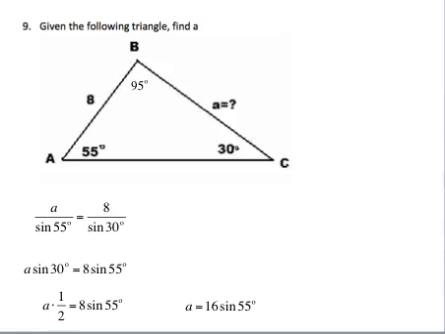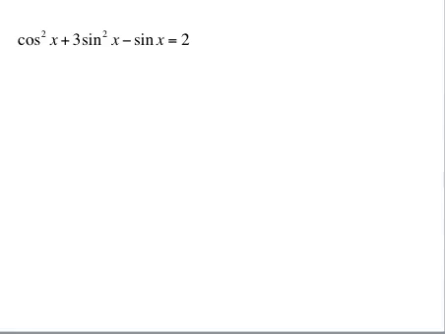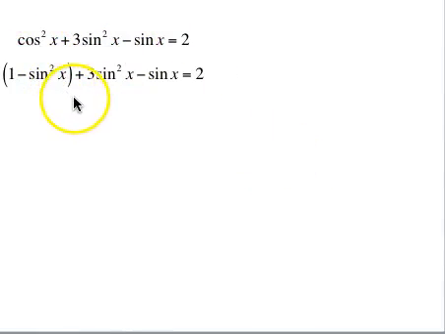And the last question on our quiz is cos squared x plus 3 sine squared x minus sine x equals 2. We want a general solution for this. Well, we have to only focus on one trig function. So you'll notice sine squared is here and sine is here. So let's rewrite cos squared as 1 minus sine squared. So we have 1 minus sine squared plus 3 sine squared minus sine x equals 2. 3 sine squared minus 1 sine squared will give us 2 sine squared x minus sine x plus 1 equals 2.